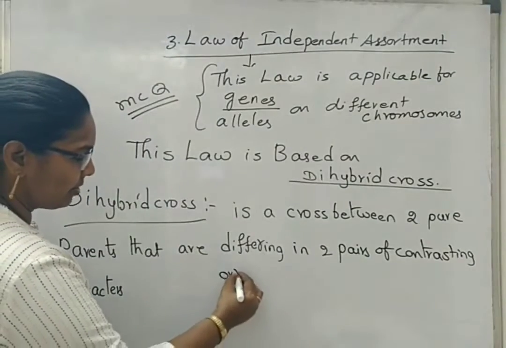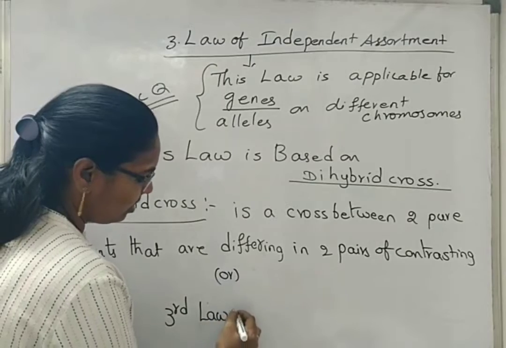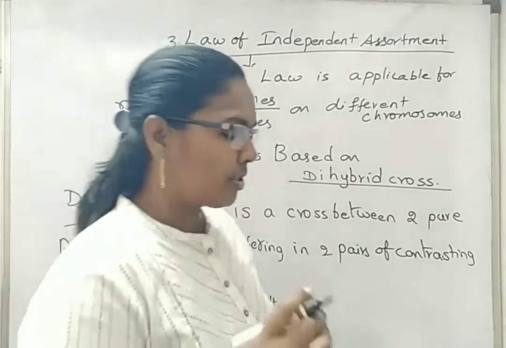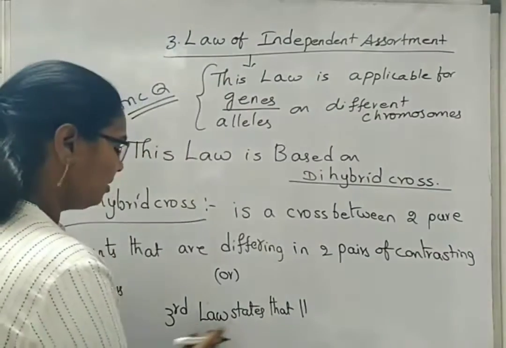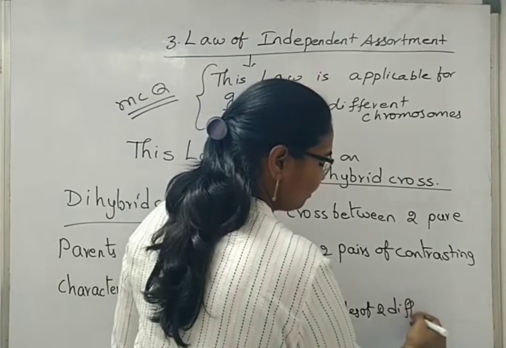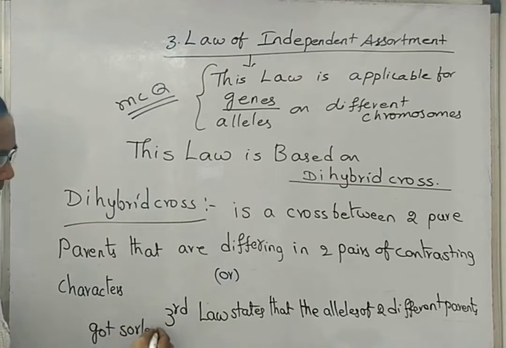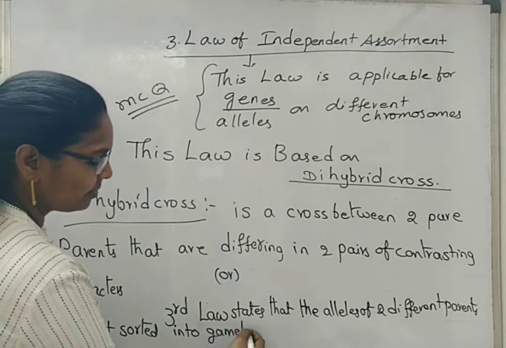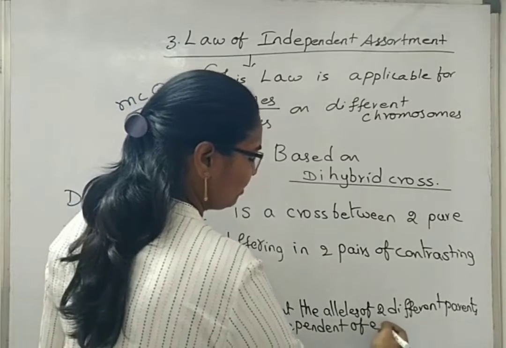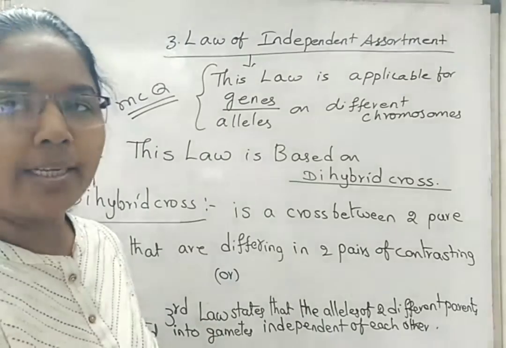Now, we also see our third law, or this law of independent assortment, states that the alleles of two different genes get sorted into gametes independent of one another. Now, the third law states that the alleles of two different parents, we can write, or gene forms get sorted into gametes independent of each other. This one is also considered as a second type of explanation for the law of independent assortment.